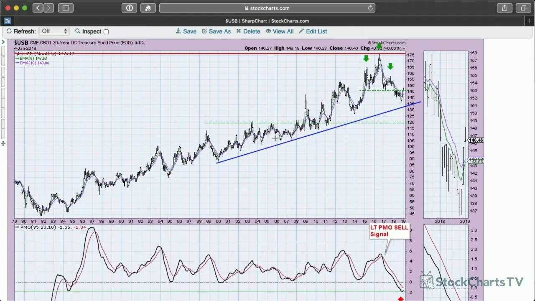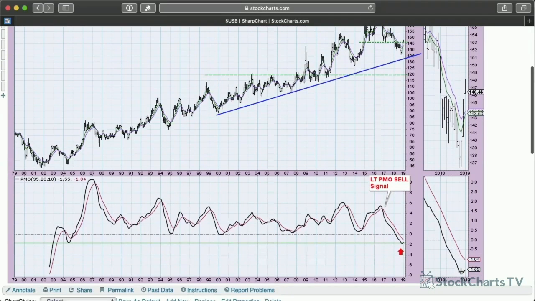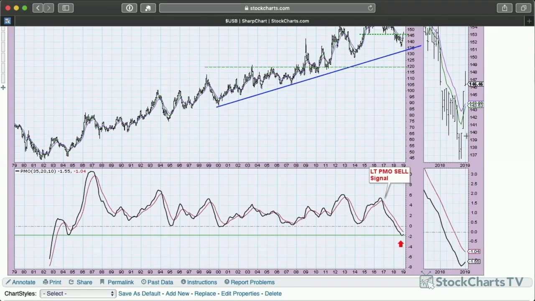But how old is that bottom? That was last year. Yeah, that's been in effect. So it's looking bullish at this point.